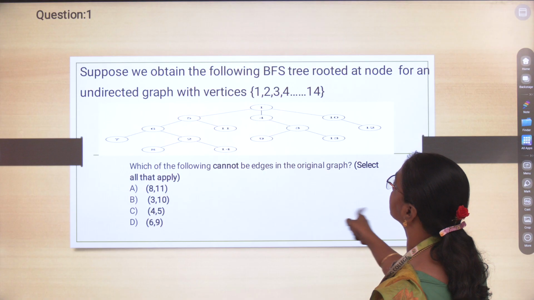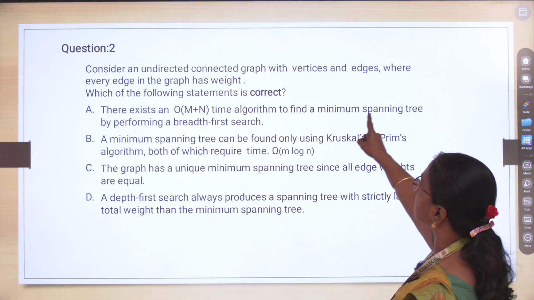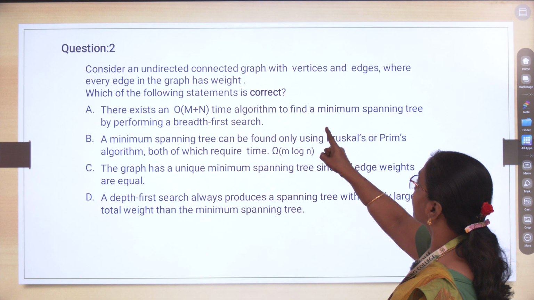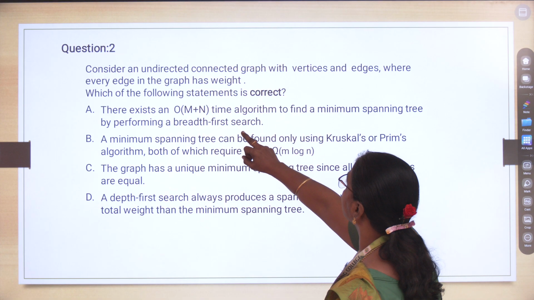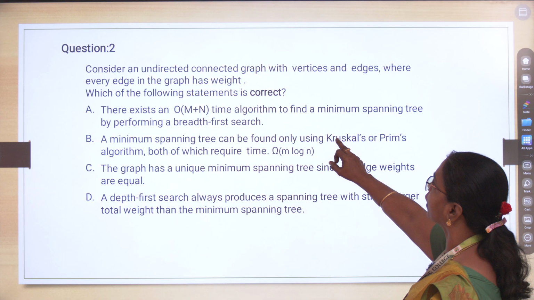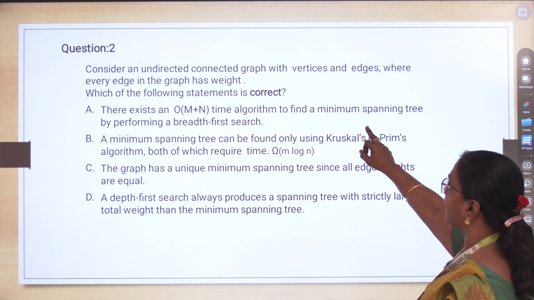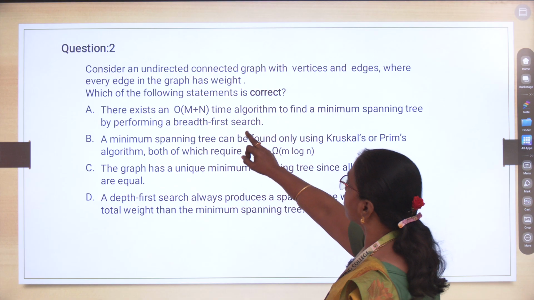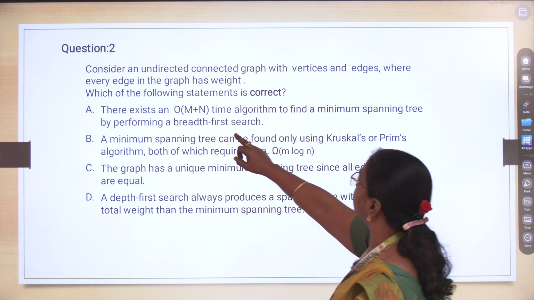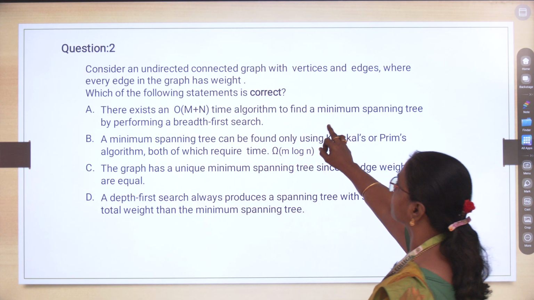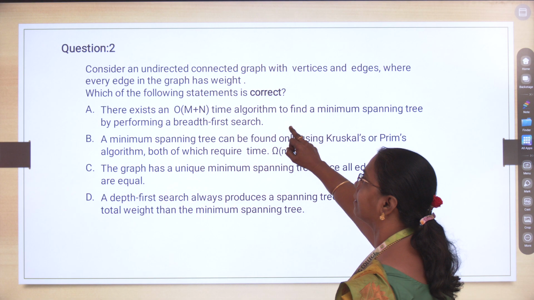Then the next question: consider an undirected connected graph with vertices and edges. We have to find which one of the statements is correct. In the first option, O of m plus n, we want to find the time complexity of the algorithm on the undirected graph. The first option is to find the minimum spanning tree by performing the breadth first search. Here m and n are the edges and vertices. So in the breadth first search, the concept of the algorithm makes it possible to find this in the first option.